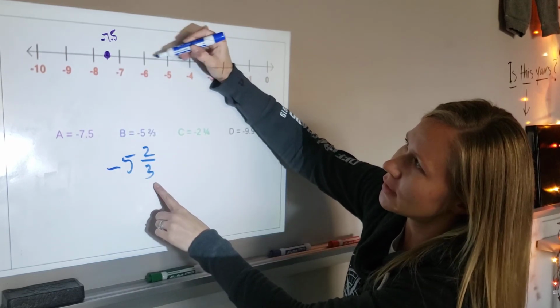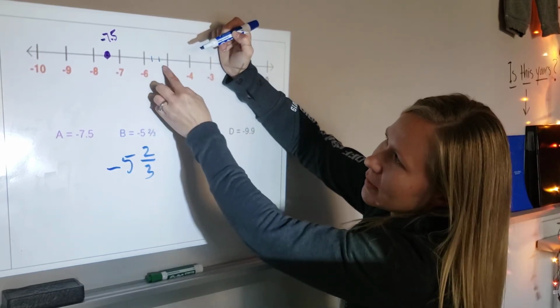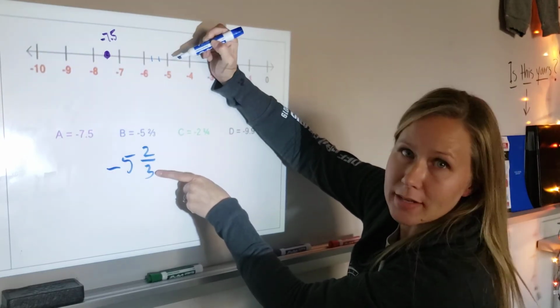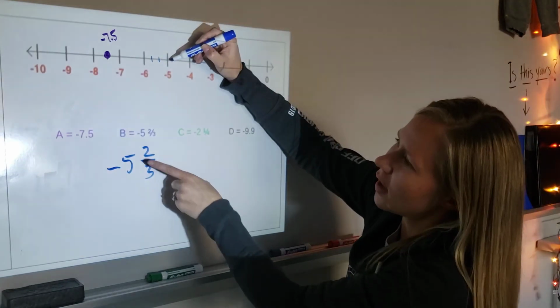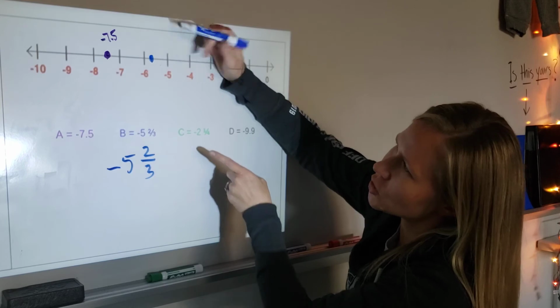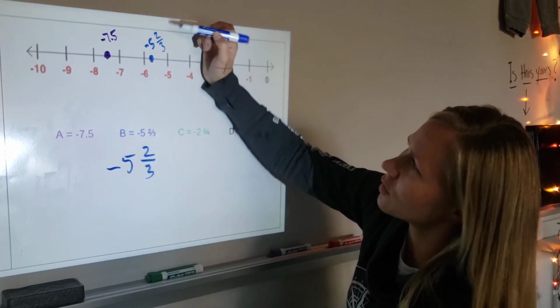Okay, but this isn't broken into thirds, so let's break it into thirds real quick. There we go. Just broke it into 3 pieces, 3 equal pieces. Now the bottom number tells me how many pieces to break it into. The top number tells me how many jumps to make, right? So I'm going to go to negative 5, then we're going to go 1, 2 jumps. 2/3 of the way. We're 2/3 of the way close to negative 6 here. Negative 5 2/3. There we are.